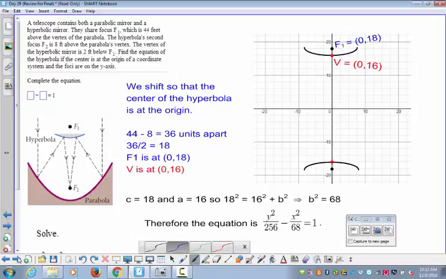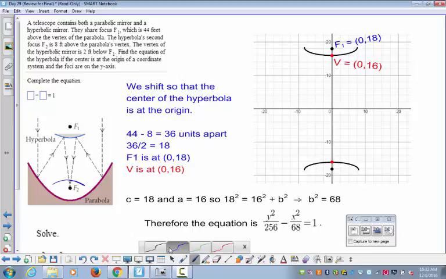So the hyperbola's second focus is F2, which is right there, and that's 8 feet above the parabola. What I did here was I took the 44 feet, that's from F1 all the way down to there, and subtracted off the 8, which gave 36. So the distance between those two foci is 36. That means we're going to go up and down 18 if we put a coordinate system right in the middle for that vertically opening hyperbola.